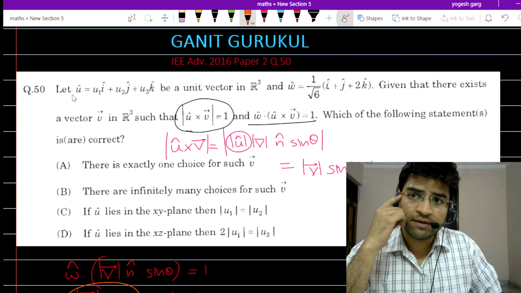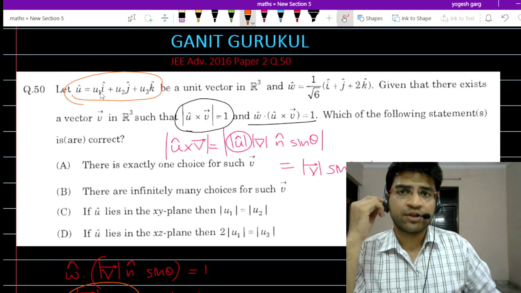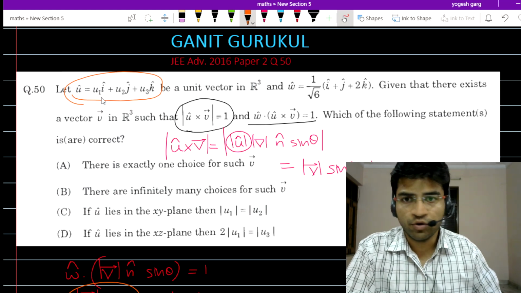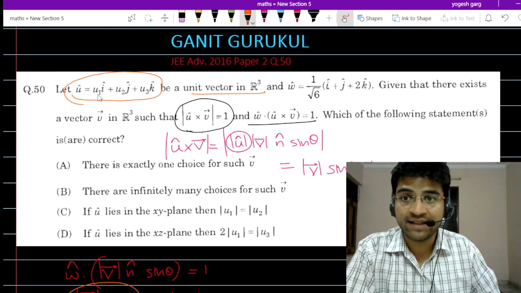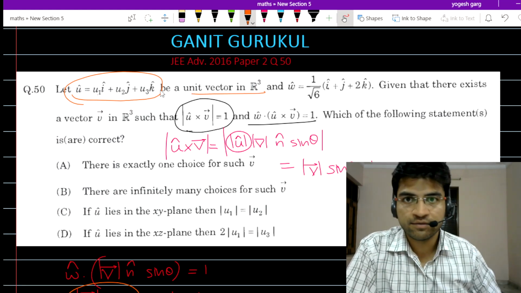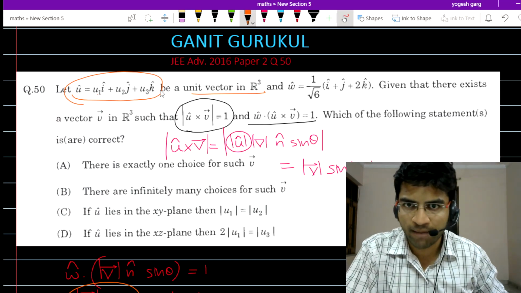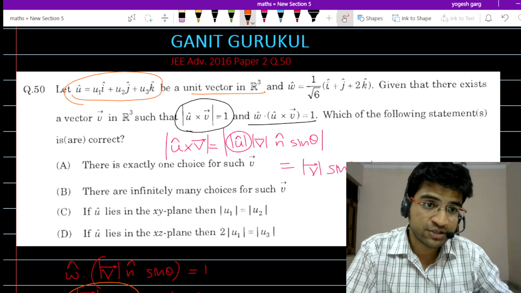Or, and for particular, is it given that there is a particular u vector? No, it is a unit vector in R cube. It can be anything: u1, u2, u3. They can be anything. So you have infinite possibilities of u cap, right? Now just think for a moment.